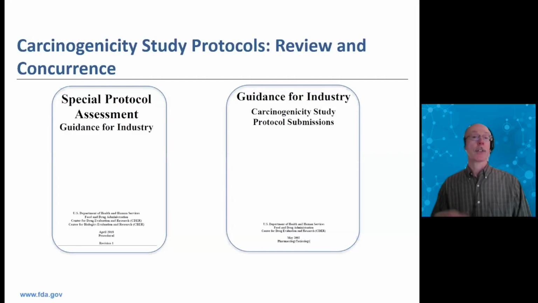In many cases, a carcinogenicity study is still going to be needed. Even when there's a weight of evidence assessment, there's the expectation for the mouse study. And we've found that about 75% of the time, there's still going to be a need for a rat study as well.